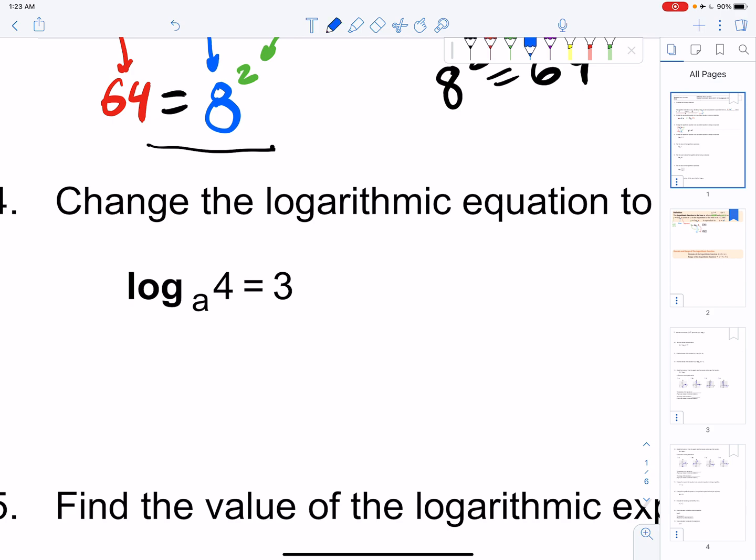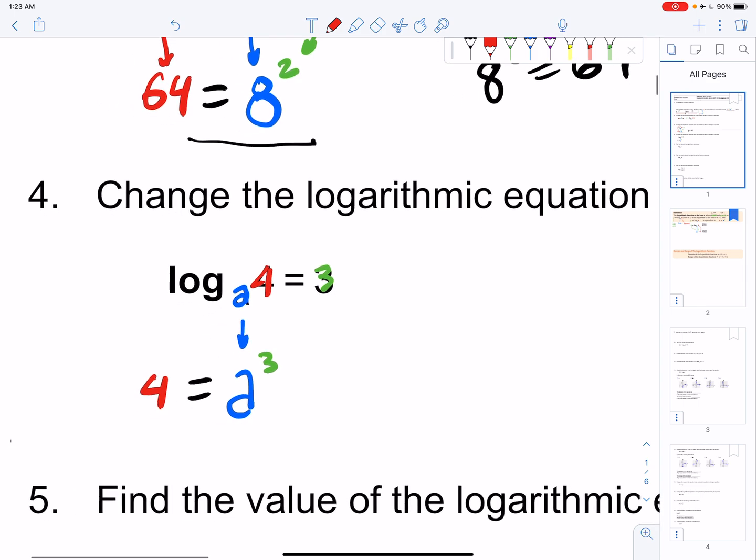Like I said, I always like to start with a, the base. So that's going to be a big A for the base. And then that's going to be raised to the third power. And all of that stuff, like I said, you could put that equal sign either way. It's all going to be equal to the argument of 4. Okay, so this is what, number 4? A to the third equals 4, or 4 equals a to the third.